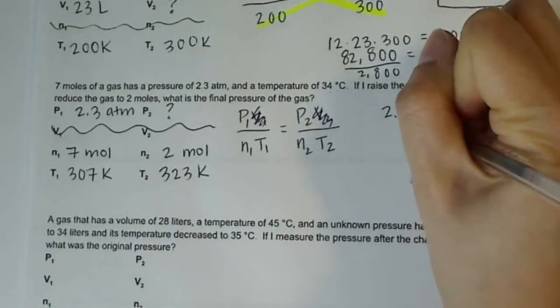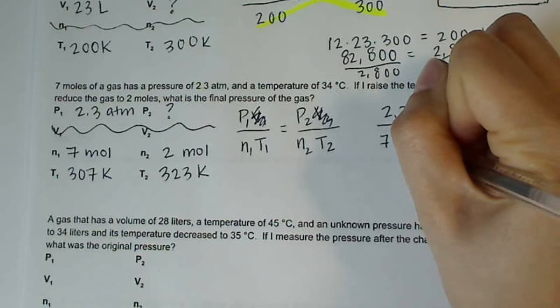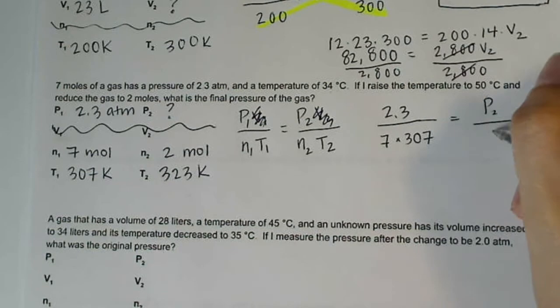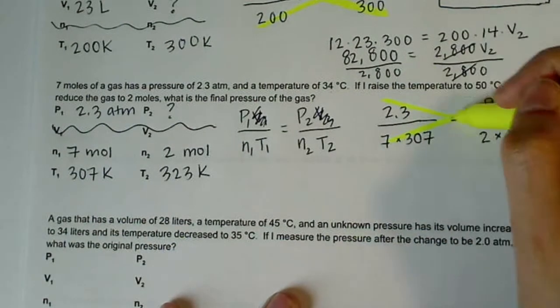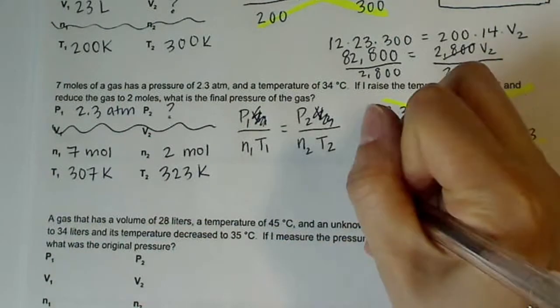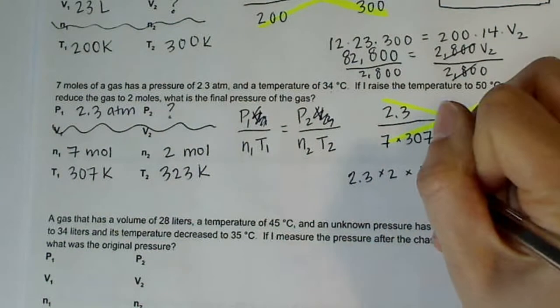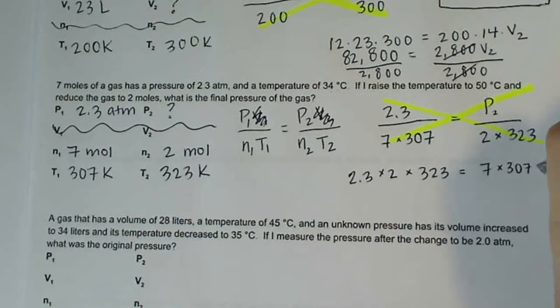So I have 2.3 is my initial pressure. My number of moles is 7 times 307 is equal to P2. That's what I'm solving for. And then number of moles final is 2 times 323. Again, I'm going to cross multiply and divide. This is a butterfly, and we're going to try to solve for P2 algebraically. So I'm going to do 2.3 times 2 times 323 is equal to 7 times 307 times P2.